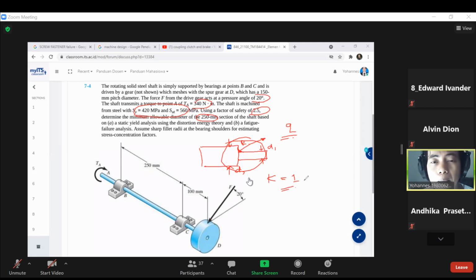Is it clear, Bella? So we don't need to find the Q, sir, if we already know the K? Yes. Only use the constant of 1 for notch sensitivity. You have many factors here, right? If you find that notch sensitivity doesn't affect the endurance limit of the material because it is homogeneous, then just give it the value of 1. It means that it has no effect.